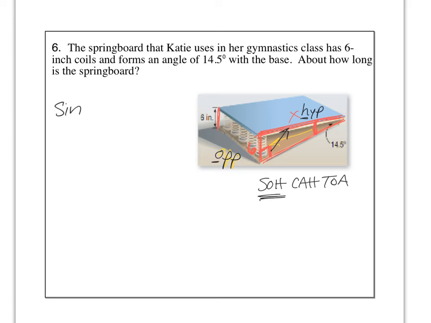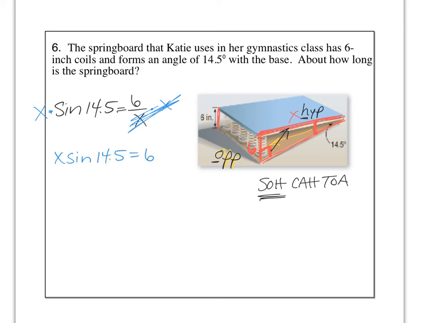So then you're going to do sine of, what's the angle? Never use 90, always use the other one. So 14.5. And then it equals opposite over hypotenuse. So 6 over x. Ooh, this is one where x is on the bottom again. So what do we do? We're going to multiply by x. Whatever's on the bottom of the fraction, multiply by that. That's going to clear out that bottom x. So now we have x sine 14.5 equals 6.